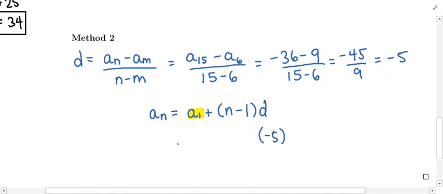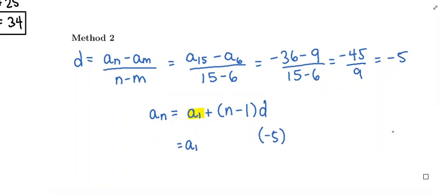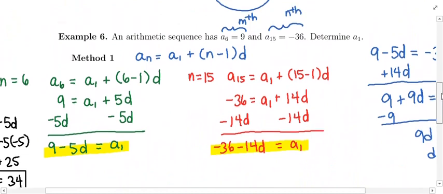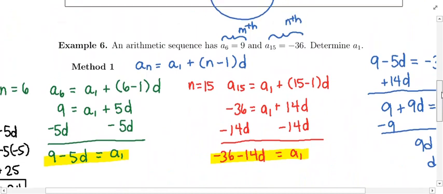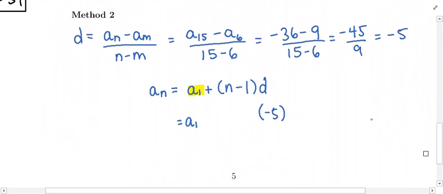Okay, we're going to be solving for A1. We know two of the points. We know the 6th term, we know the 15th term. Pick one of them and plug it in. So like up here, I just said the nth term is A15. We know that if n is 15, that means A15 is going to be negative 36.